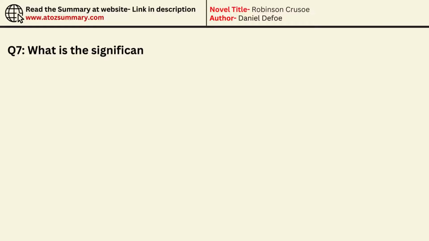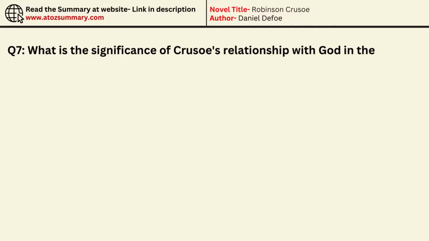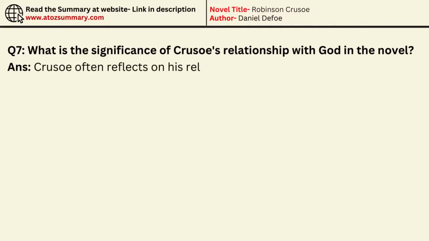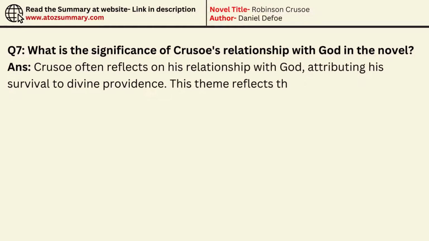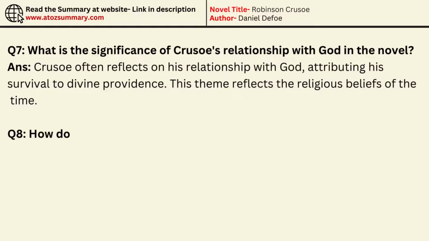What is the significance of Crusoe's relationship with God in the novel? Crusoe often reflects on his relationship with God, attributing his survival to divine providence. This theme reflects the religious beliefs of the time.